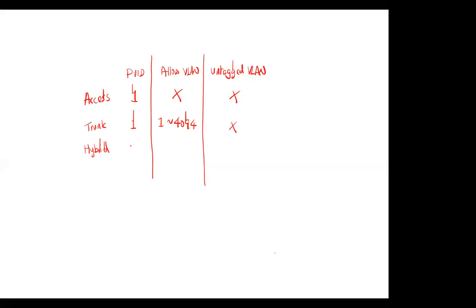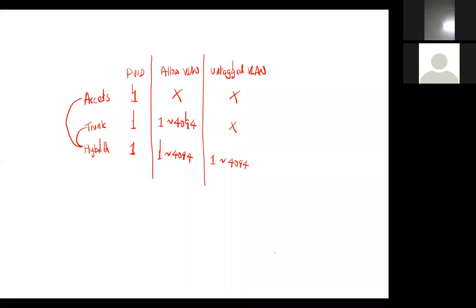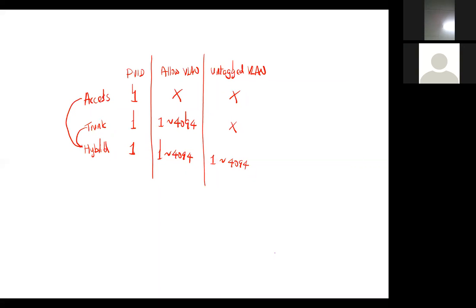So hybrid link type, there is 1 PVID. I can allow 1 to 4094 of VLAN. I also can untag 1 to 4094 of the VLAN. So hybrid is a mix between access and trunk. It's a combination. So when using a hybrid, you can act as an access or you can act as a trunk connection. It can be a hybrid access or it can be a hybrid trunk.